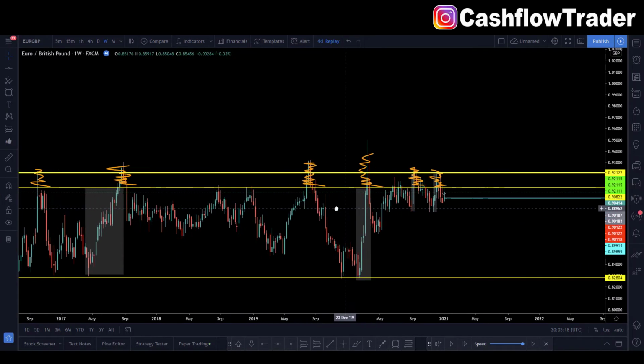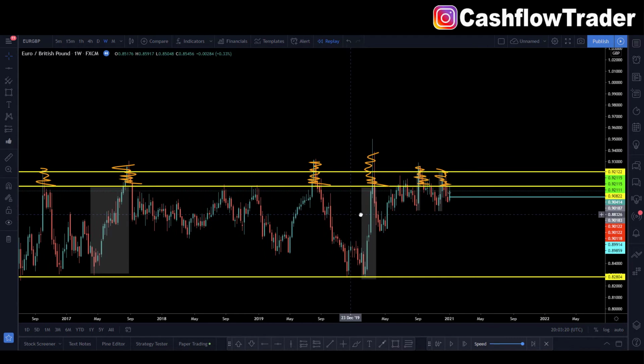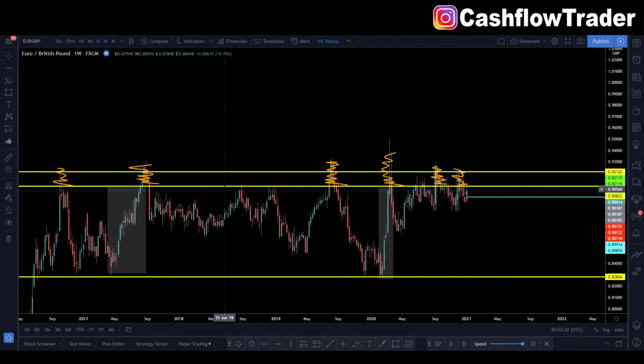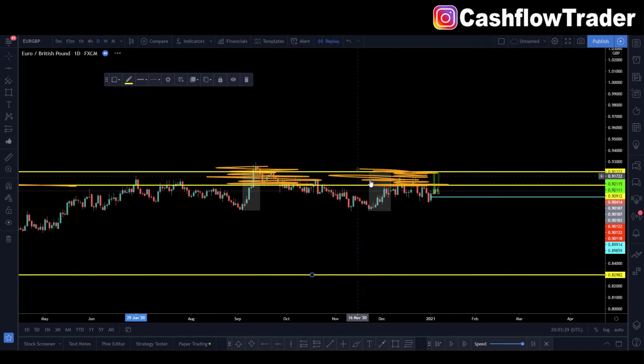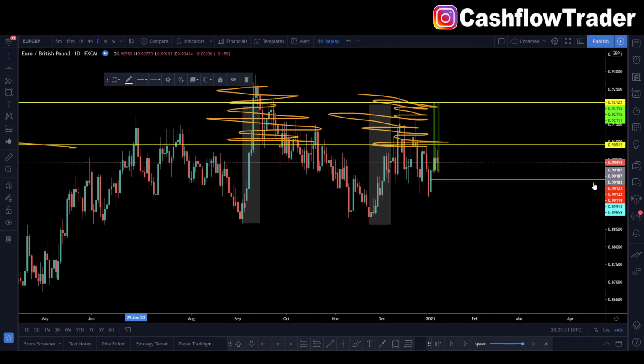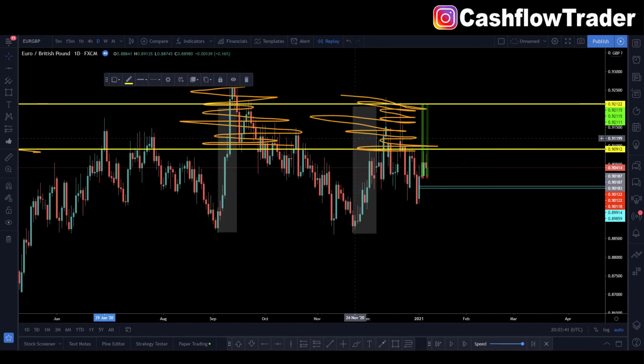So as you can see, this is weekly euro pound. We are actually within that range. Resistance, support. Going to daily. We went up. Market went up, then pulled back down to where it started because it failed to create new high. I always cross those out. And then we had another shoot up, and then it failed again.